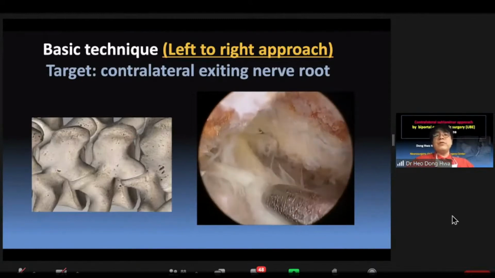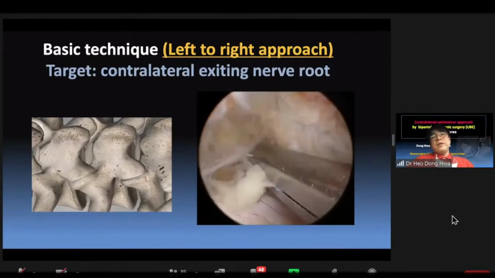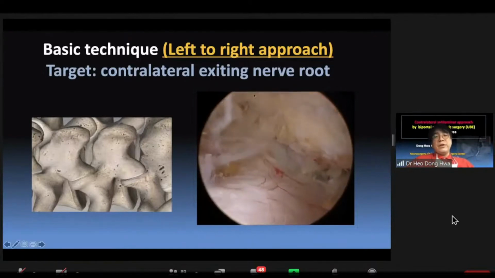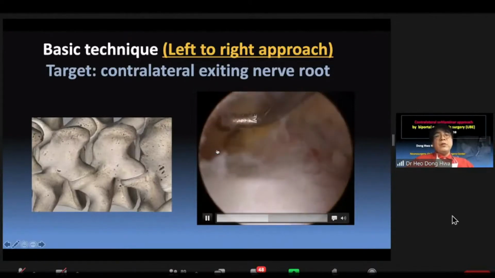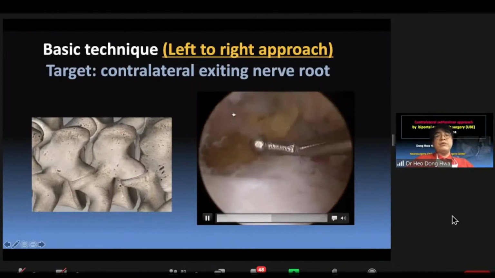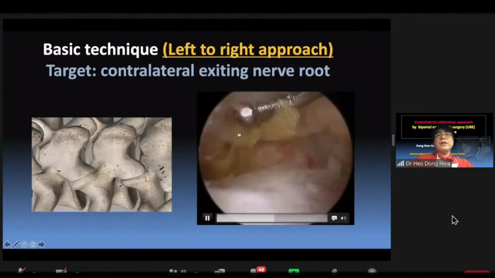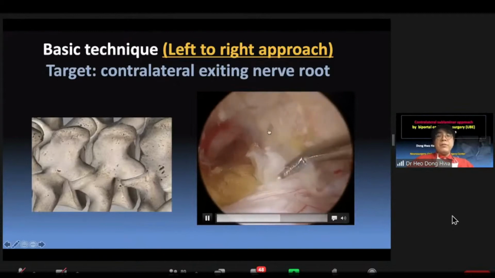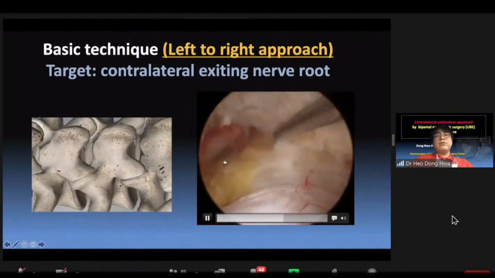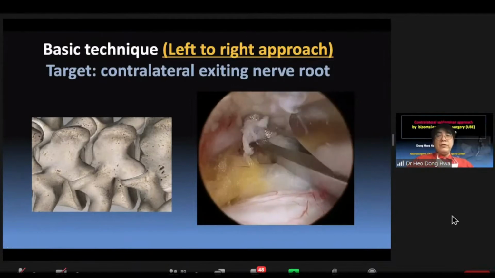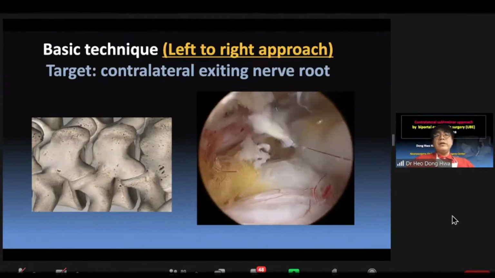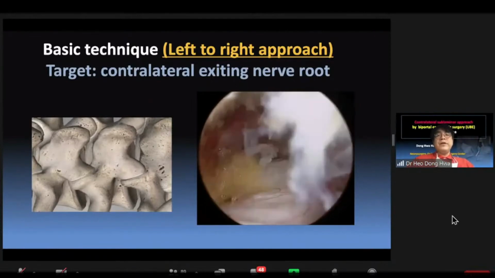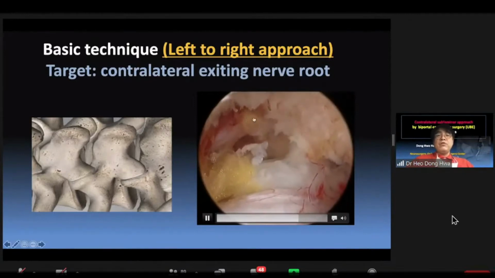Removal of the hypertrophied foraminal ligament is done slowly and carefully. And you can see the contralateral exiting root. Dissecting more laterally, you can see the foraminal ligament, and this portion is the contralateral exiting root. So I remove the foraminal ligament more laterally, and we can safely decompress and expose the contralateral exiting root.